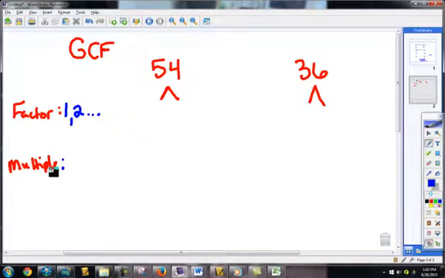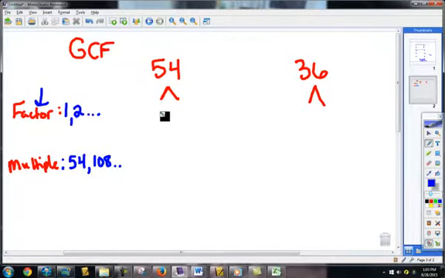Whereas multiples of 54, I'm only going to do a couple: 54 times 1 would be 54, and 54 times 2 would be 108. I could keep going here, but I think you get the point. Those are multiples. We got to know the difference. So we're going to find the greatest common factor here, so we want to find one of these factors that they share.